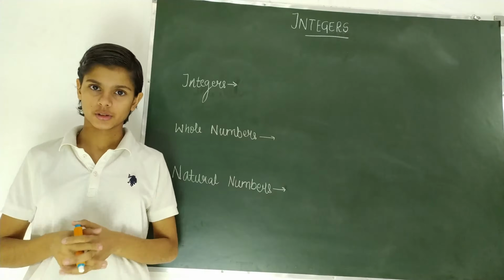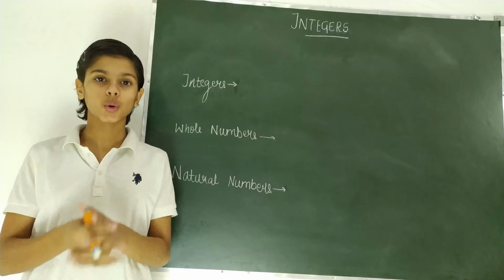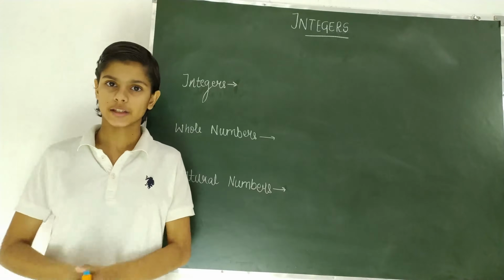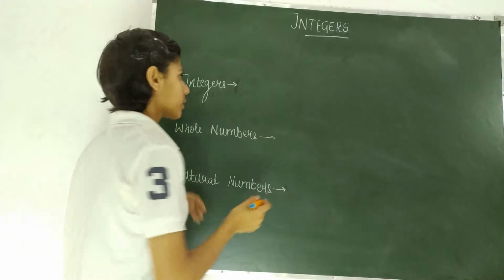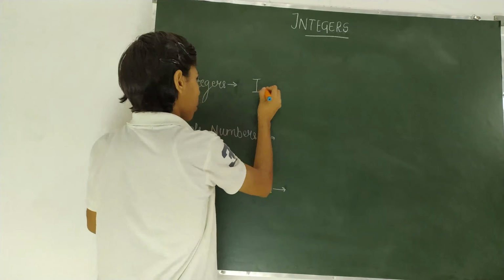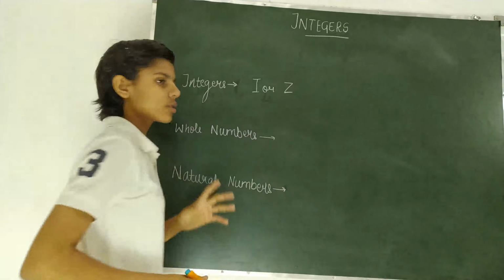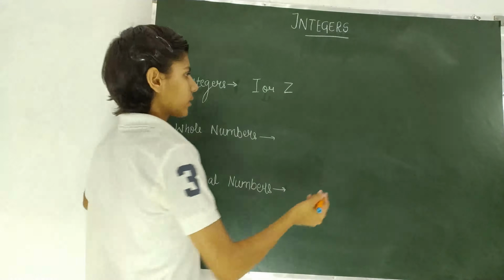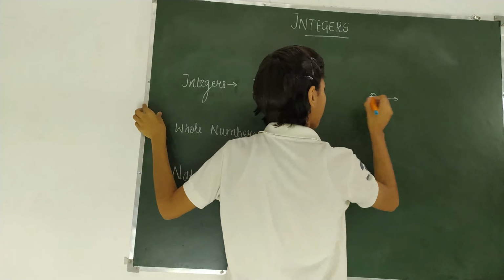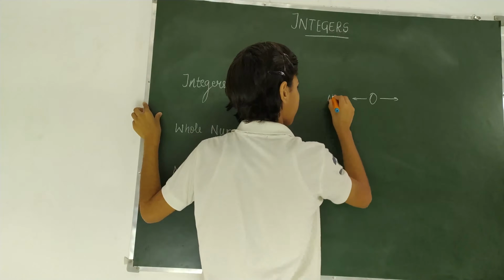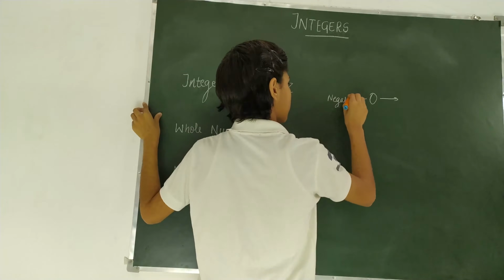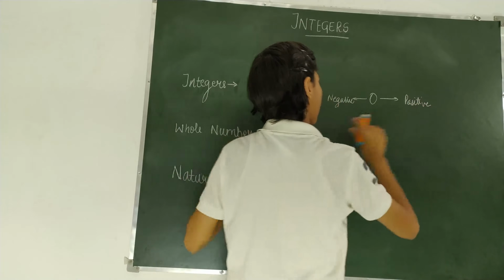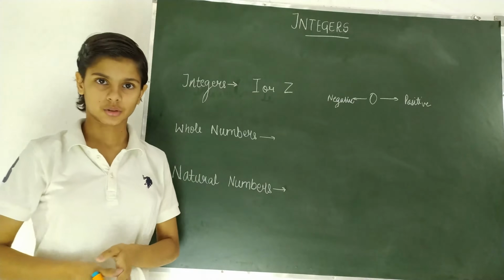First of all, integers. Integers are the set of all counting numbers including 0, positive as well as negative. The integers are denoted by the sign I or Z. In short form, integers can be represented by these two signs. So all numbers including 0, negative numbers and positive numbers, all sets of the counting numbers are the integers.